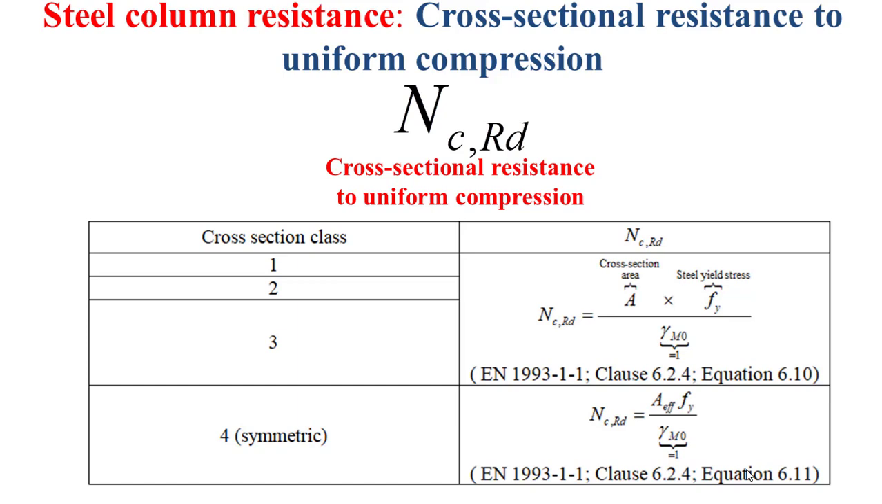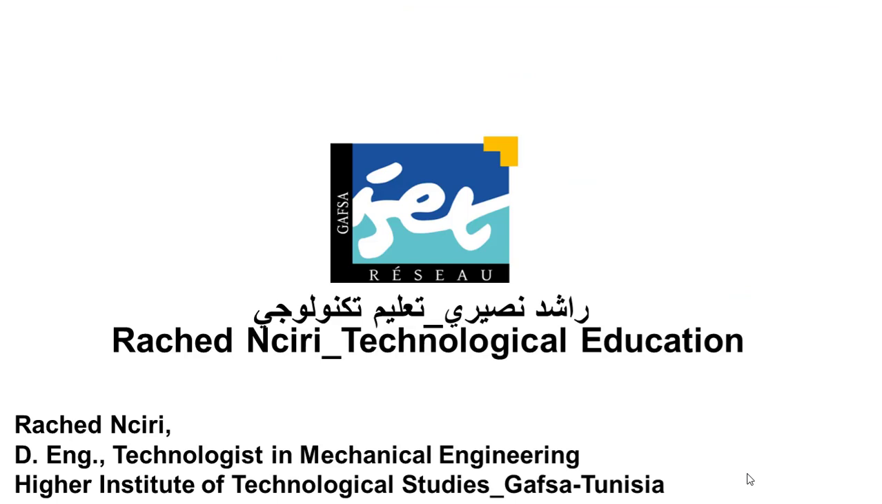And for the cross-section class 4, you can notice that the cross-section area A is the effective cross-section area. This is expected since we use generally the effective cross-section properties in the case of cross-section class number 4. That's all for this educational video.